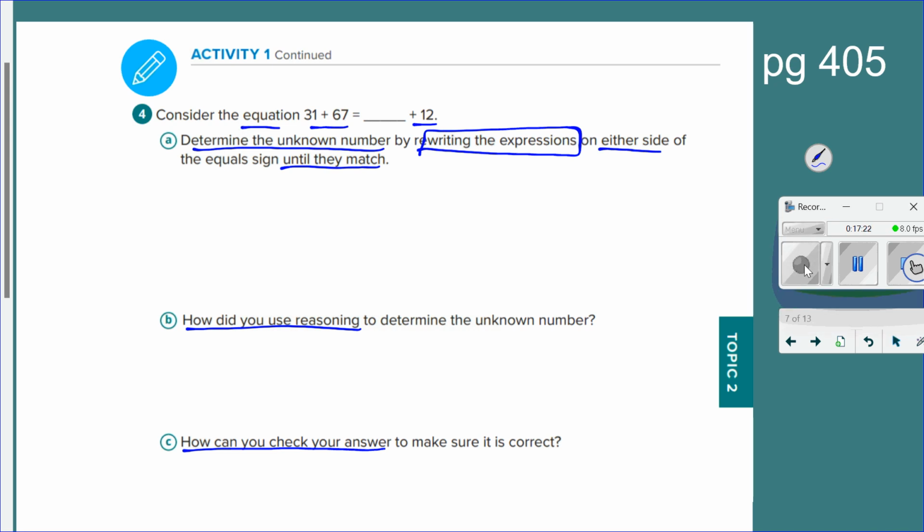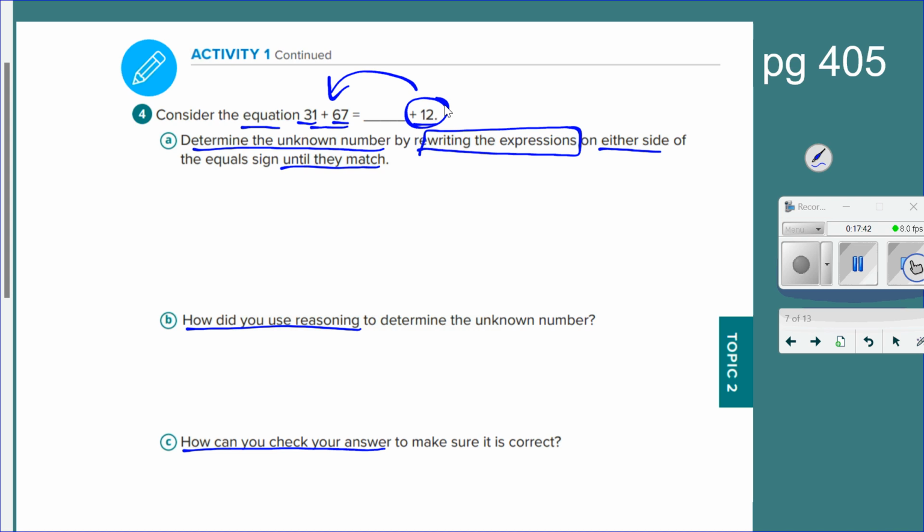I'm going to just do what they did before. The whole idea is I need to get a plus 12 over on this side of my equation, right? So I take either one of the numbers they give me, 31 or 67, and break it down to something plus 12. So I'm going to do the 67 because to me that was easier.